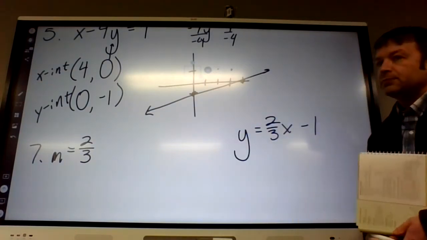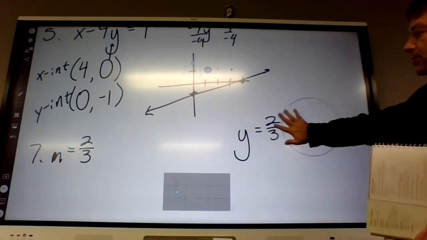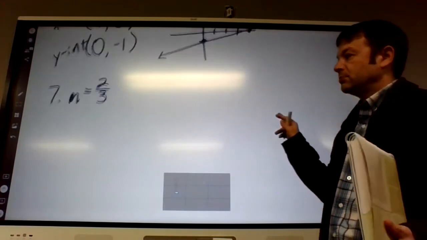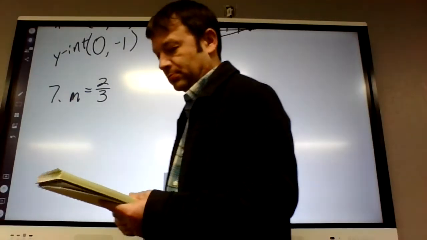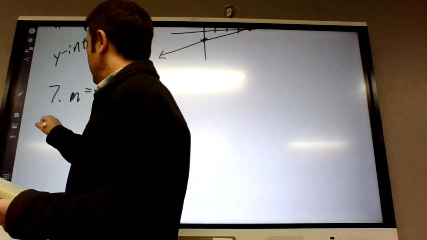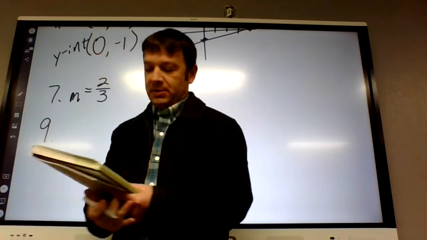Is there a reason why it's M? I don't know why they used m. They just decided to. Because slope is a word that's not used a lot. M is not a word. But A is a word and a letter.